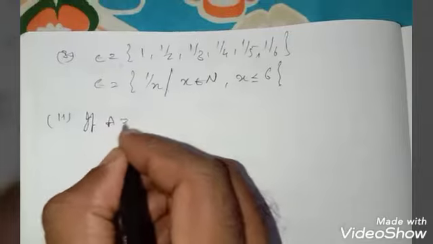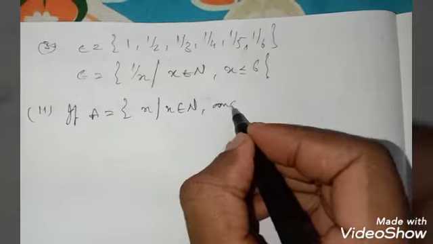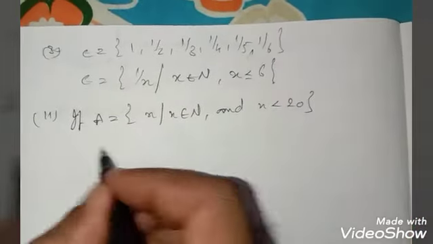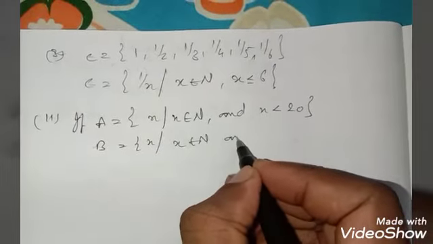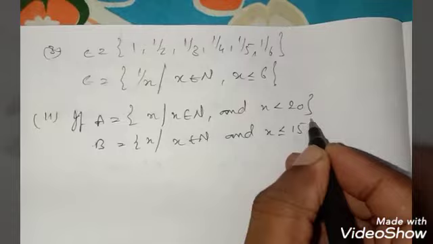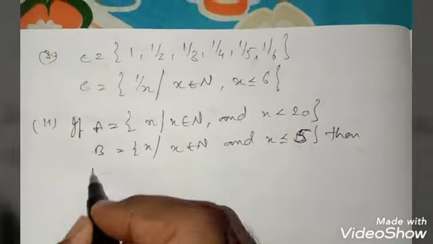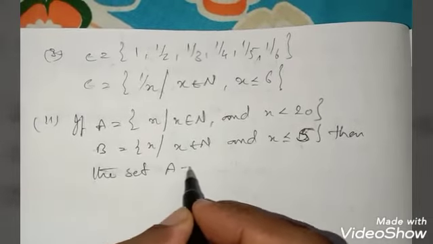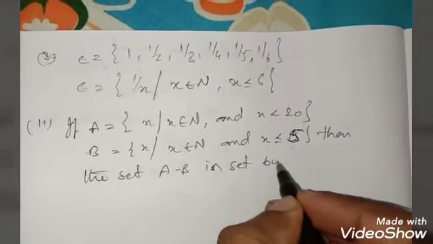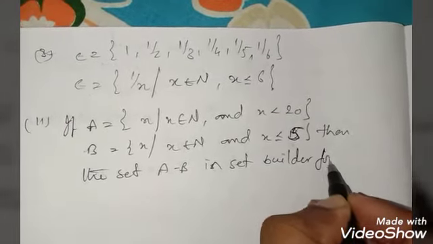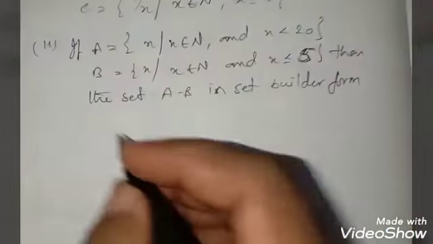If A is equal to {x : x belongs to natural numbers and x is less than 20}, and B is equal to {x : x belongs to natural numbers and x is less than or equal to 5}, then write the set A minus B in set builder form. That means we have to show A minus B in set builder form.